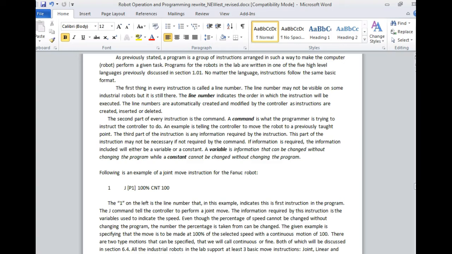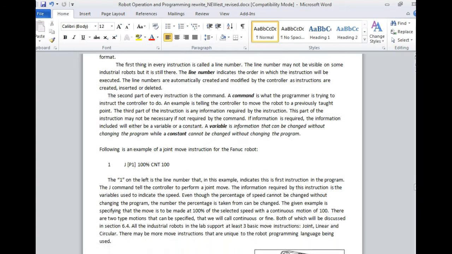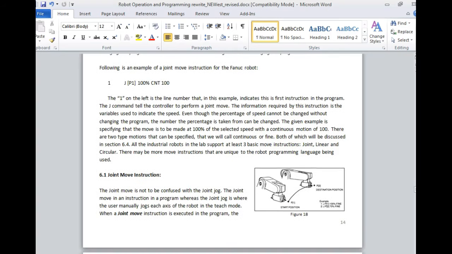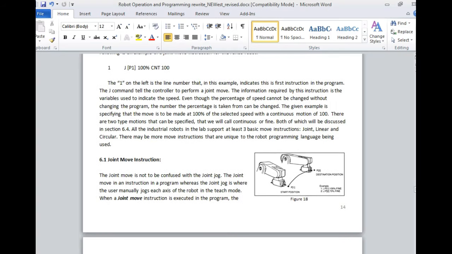Everybody okay on the makeup of an instruction? Talked about that last class. So here they show a joint move between point 1 and point 2, and notice they show it moving in an arc. And that's pretty common. We'll show y'all some of the stuff over there. Everybody okay? Any questions here?